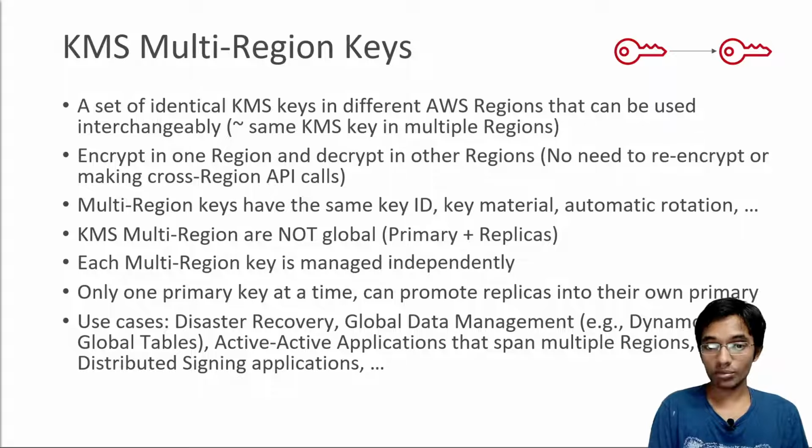So you don't need to re-encrypt data or make cross-region API calls. They will have the same key ID, the same key material, the same automatic rotation, and so on. But these keys are not global keys. There is a primary key in one region, and all the others are replicas of that primary key. Each key can be managed independently, and although you can only have one primary key at a time, it's possible for you to promote a replica into the primary key. The use cases for multi-region keys are disaster recovery, global data management, for example DynamoDB global tables, active-active applications that span multiple regions, or distributed signing applications, and so on.